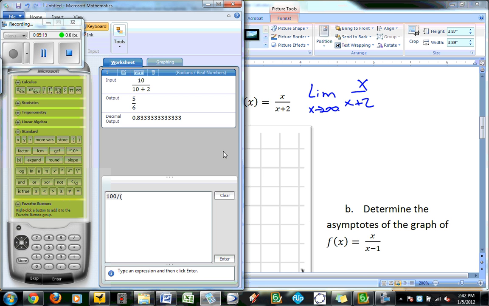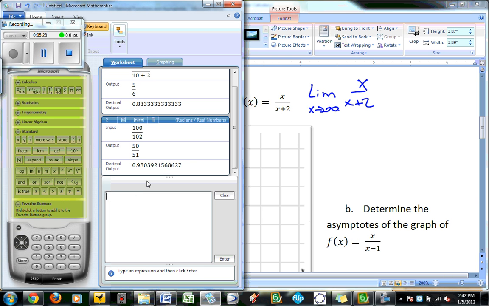I'm using our function right here, picking 100 for x. 100 divided by 102 gives 0.99. What if I pick 1,000 divided by 1,002? 0.99. What if I pick 10,000 and then divide by 10,002? We're still at 0.99. I think you're getting the picture.